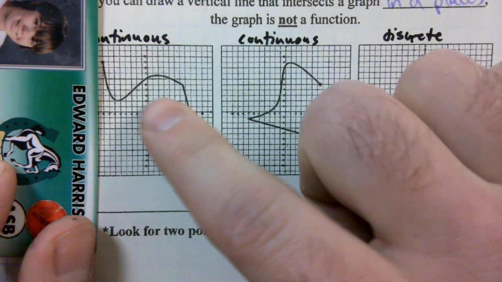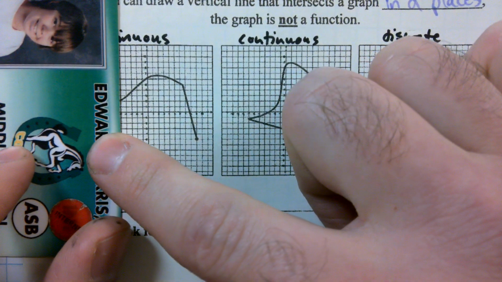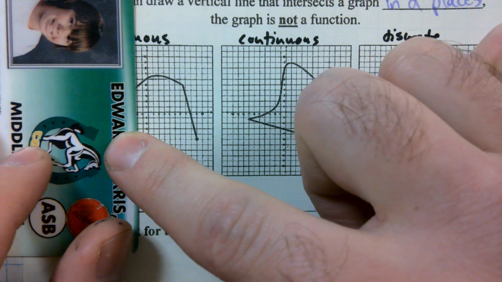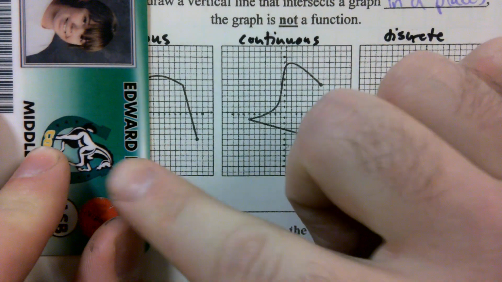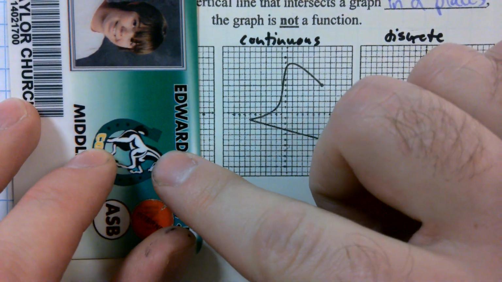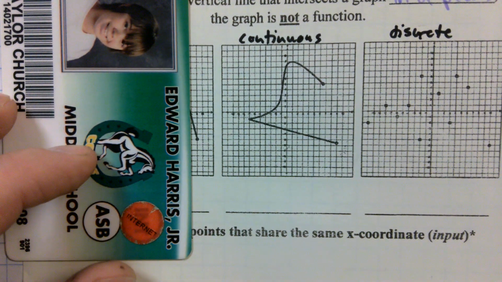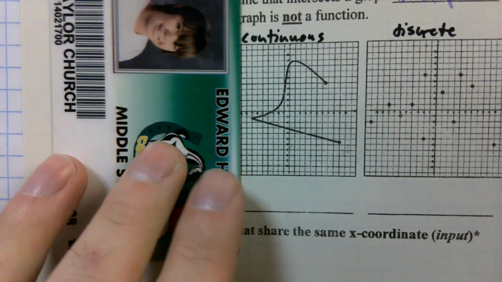It's about the line test, okay? So you're going to drag your ID card. You're going to go all the way across, and you're looking for any point where you see 2 points directly above each other. I know that might not make sense on this first one, but it looks like this first one passes, okay?